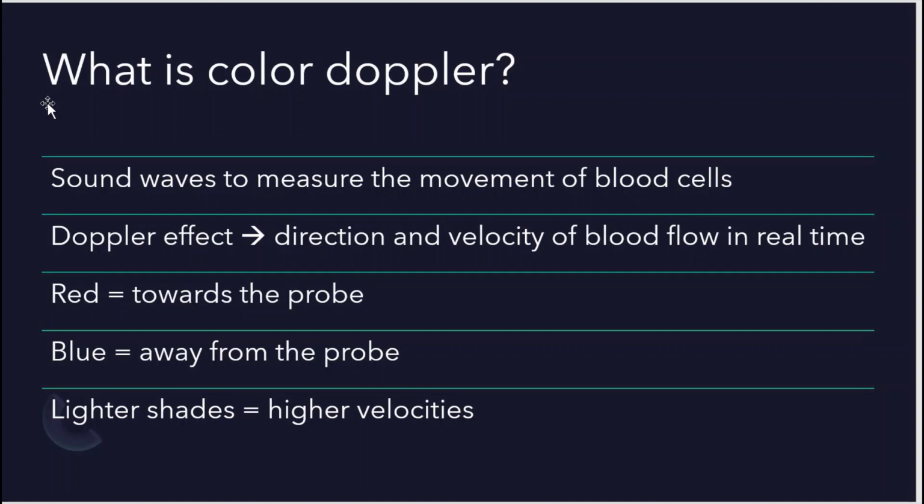Color Doppler uses sound waves to measure the movement of blood cells, and it uses the Doppler effect to tell us the direction and velocity of blood flow in real time. Red means it is towards the probe, and blue means away from the probe, and a mnemonic to remember that is BART. Blue, away, red, towards. And the lighter shades of each color indicate higher velocities.